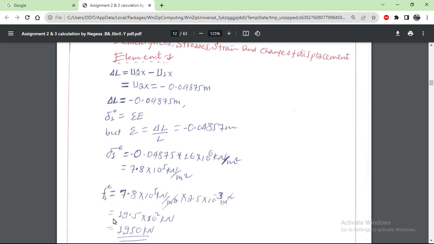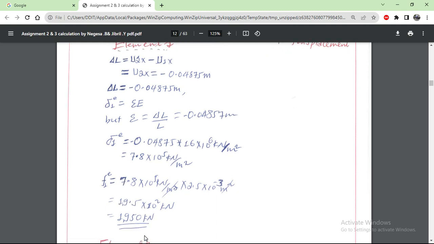Then the element force of the object should be calculated. We know stress is equal to force over area, so element force is equal to stress times the area of the object. The stress is calculated and the area of the object is given above, so we get the element forces in kilonewtons.